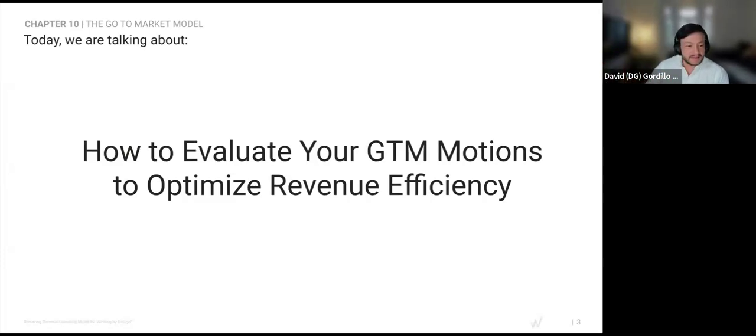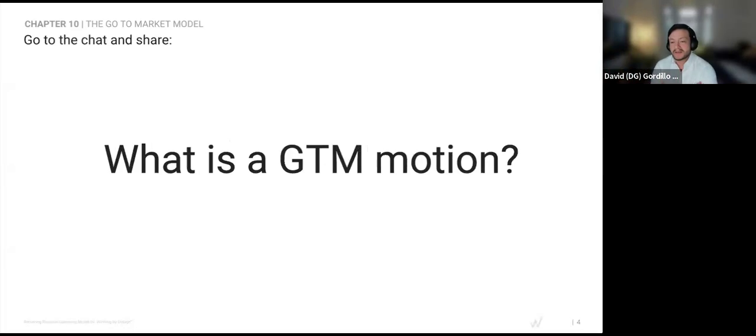And with that, let's just start by level setting. I just want to know from everyone on this call, what do you understand by a go-to-market motion? Whenever you hear go-to-market motion, what does it make you think of? What is the definition that you have about a go-to-market motion? So please go to the chat and let us know what it is for you. Would anyone like to share what they think a go-to-market motion is?